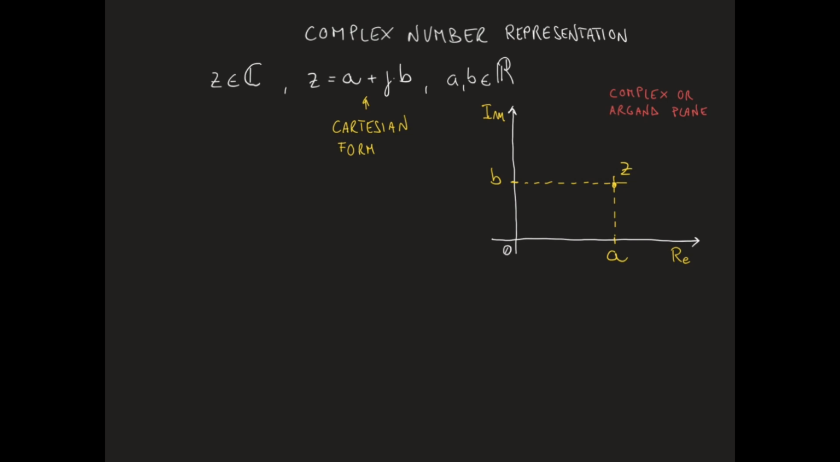The horizontal axis of the complex plane is called the real axis, while the vertical axis of the plane is called the imaginary axis. Of course, the real part coordinate is represented along the real axis, while the imaginary part coordinate is represented along the imaginary axis. So a complex number z can be represented as a point in the complex plane with coordinates a, the real part of the number, and b, the imaginary part of the number. The point in the complex plane is fully and univocally determined by the pair of real numbers a and b.